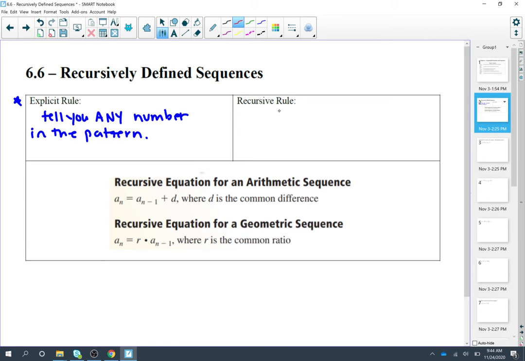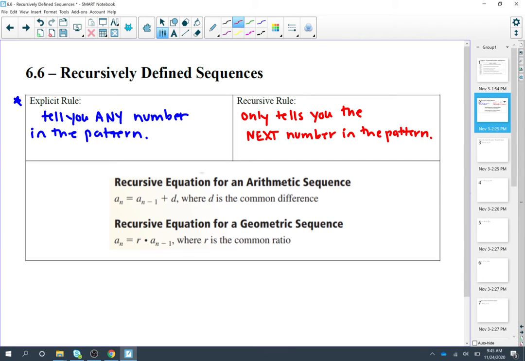Now, a recursive rule only tells you the next number in the pattern. It will also kind of tell you what the pattern is. So if it's arithmetic and you're adding 5, it'll say, if this number is 10 and you add 5, then the next number is 15. And then the next number is 20. And then the next number is 25. But there's no way to say what's the 50th number in the pattern and to just get it, which is why we don't tend to like the recursive rule.